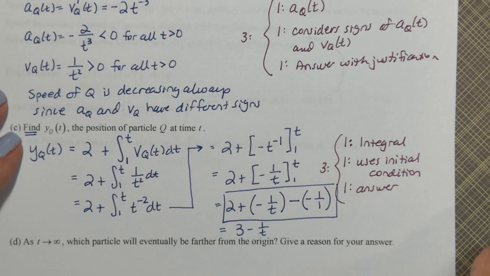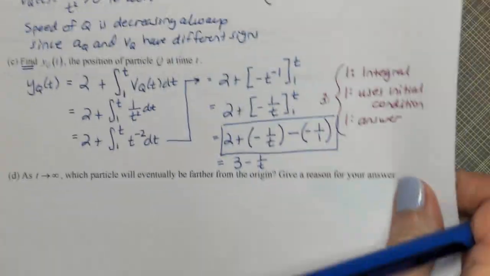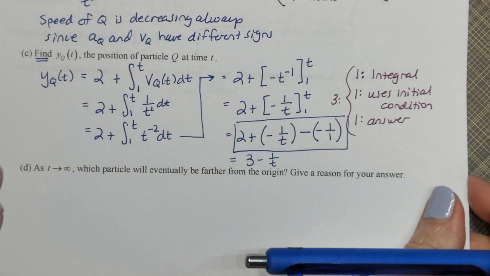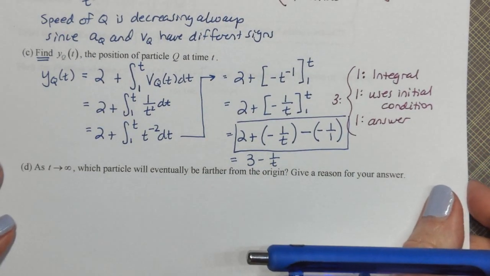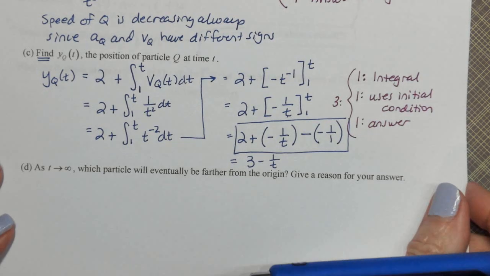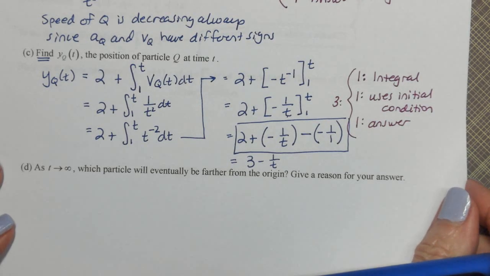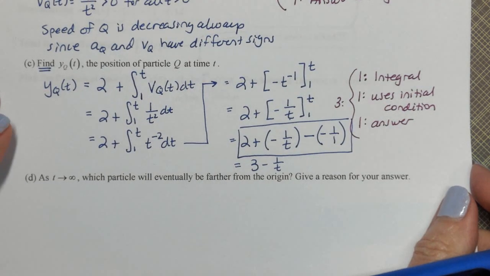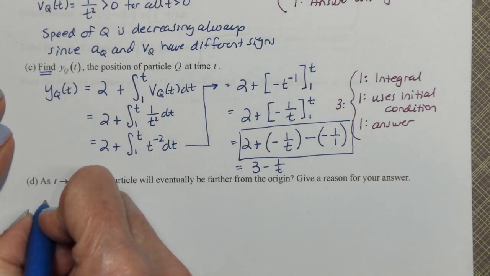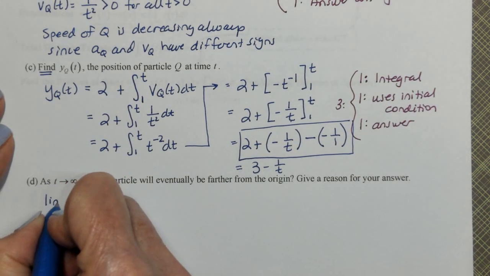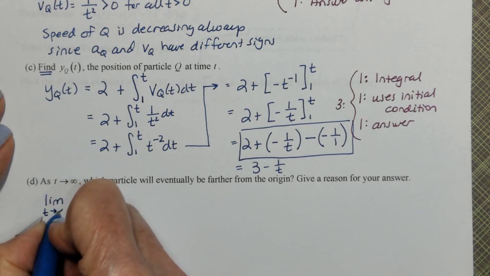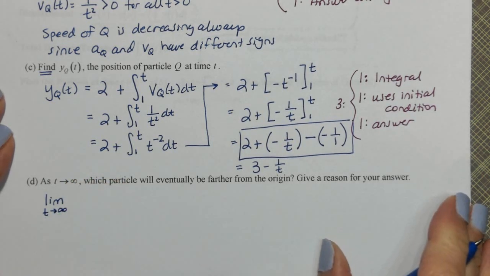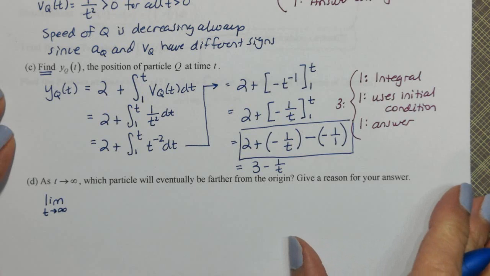Alrighty, one more part here. As time goes to infinity, which particle will be eventually farther from the origin? Give a reason for your answer. So as time goes to infinity, let's see where P is. Let's see where Q is.